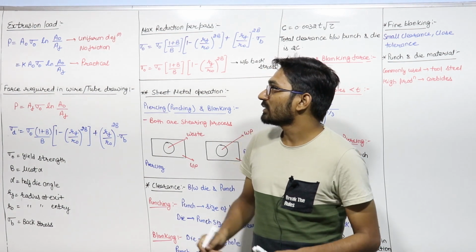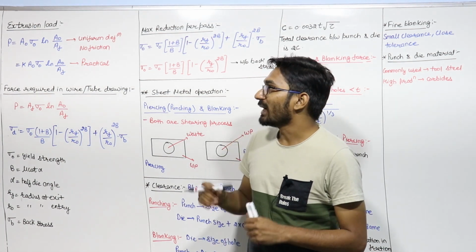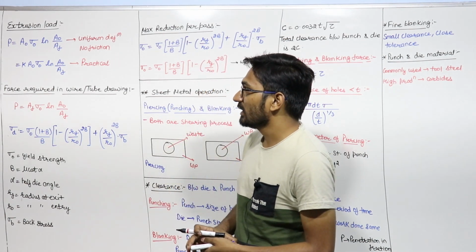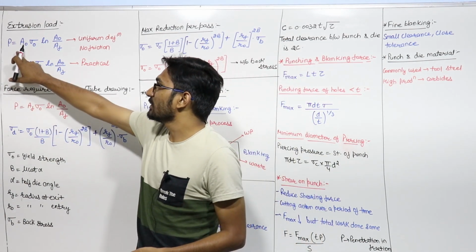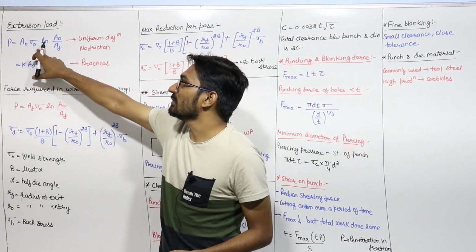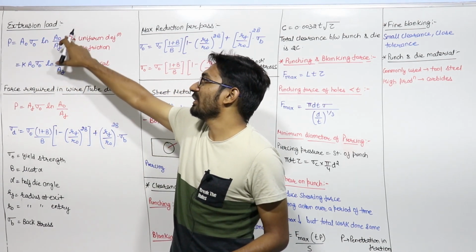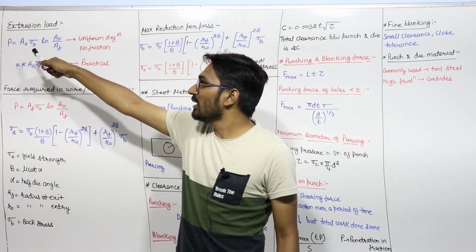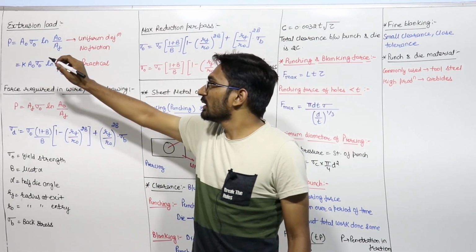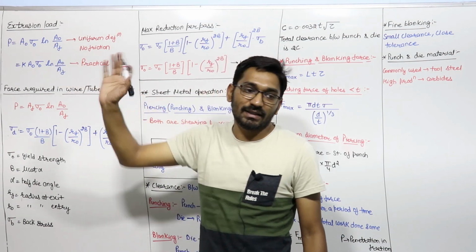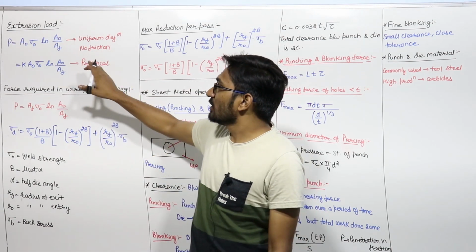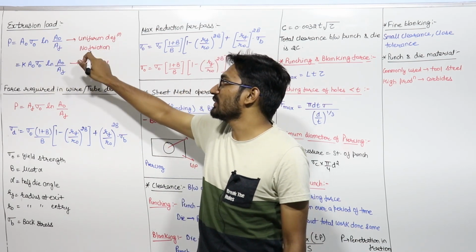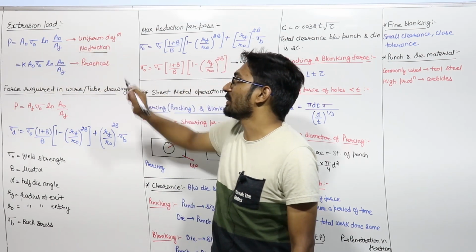Now let us see what are the extrusion loads acting when your workpiece is under extrusion metal forming technique. The load in the extrusion is A naught into sigma naught into ln of A naught upon AF, where A naught is the original area, sigma naught is the flow stress, and AF is the final area after the extrusion. So this equation is used when the uniform deformation is there and there is no friction, right?